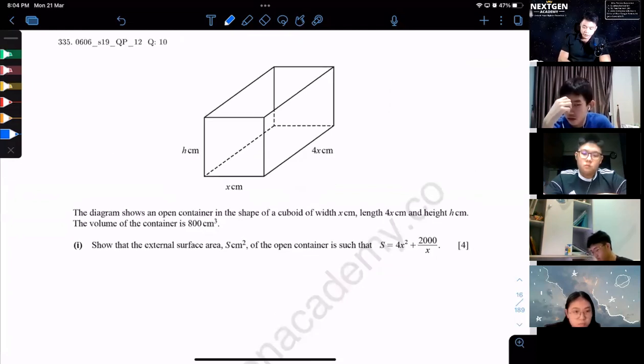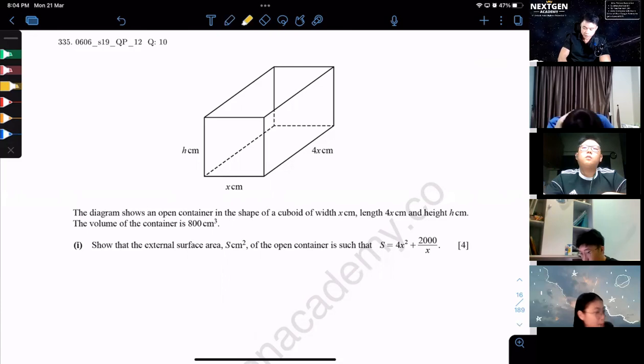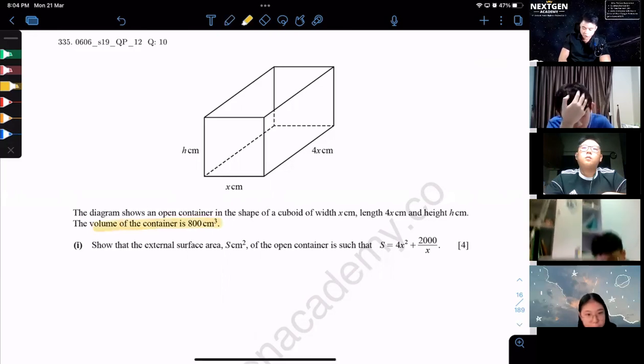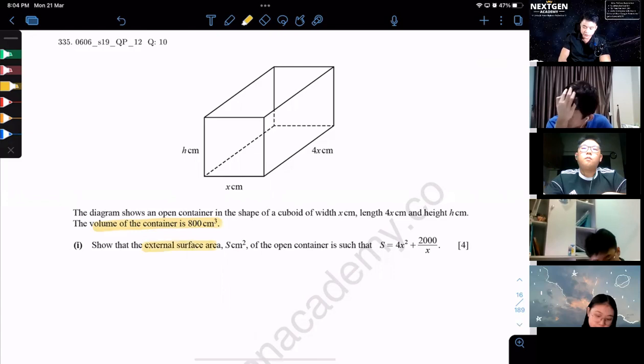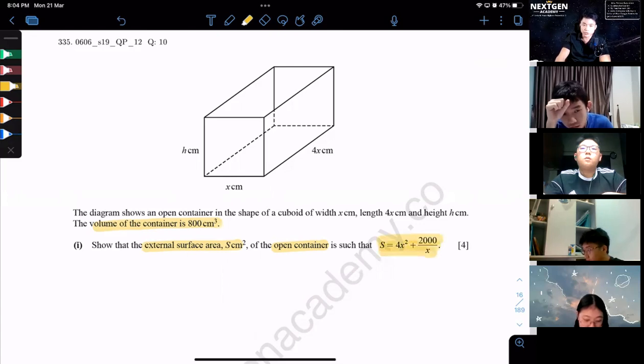All right. They give you a cuboid here. The diagram shows an open container in the shape of a cuboid with x cm, length 4x cm, and height h cm. The volume of the container is 800 cm cube. Show that the external surface area S cm square of the open container, you see they keep specifying is open, is such that S is equal to 4x squared plus 2000 over x. Okay, 1.5 minutes. I want you all try.